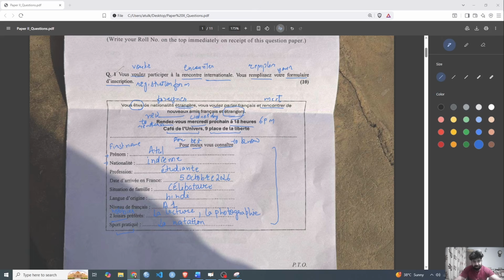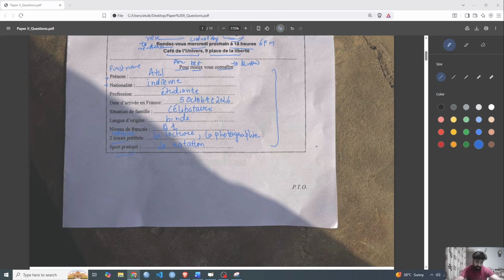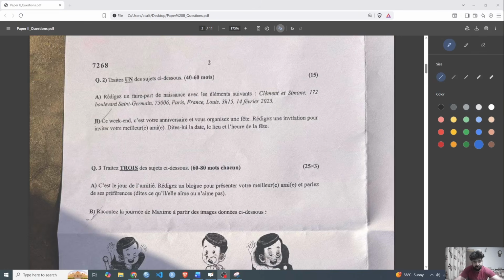Okay, and let's move to the next one then. Okay, so it says traitez les sujets, that is basically treat the subjects. See, the ci-dessous is basically below. So basically asking us to solve the things given below, and let's read the part A. So it says rédigez, again with a verb, which is rédiger. It basically means to draft or to write something. Okay, so it says draft a faire-part. So basically we have been asked to write a letter or a written portion basically.